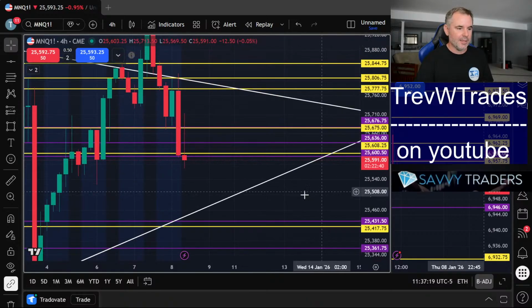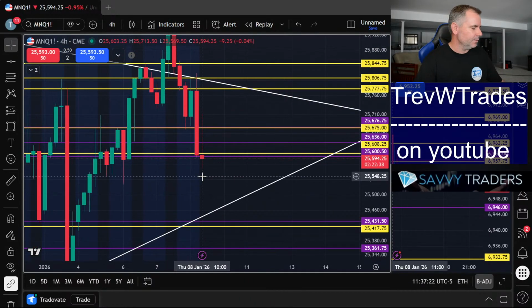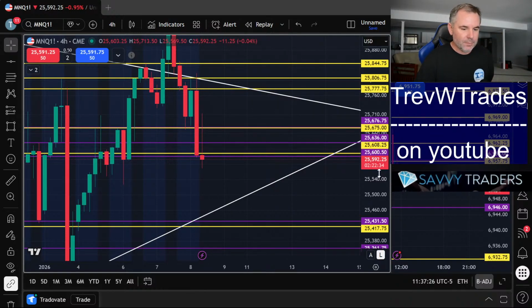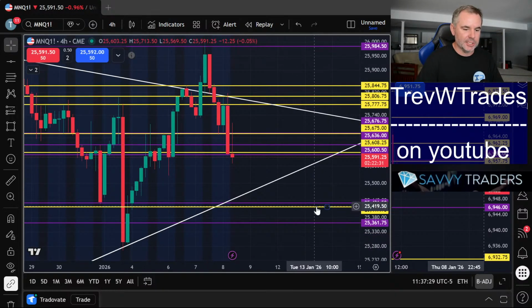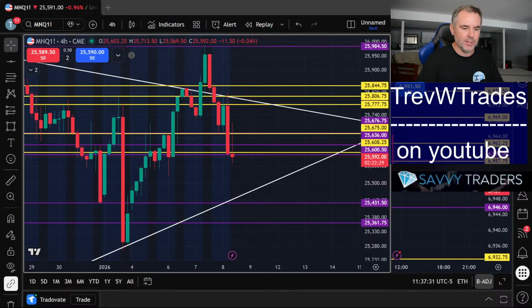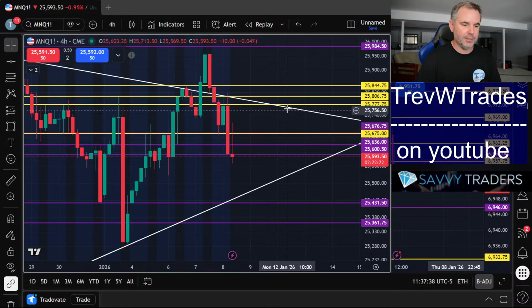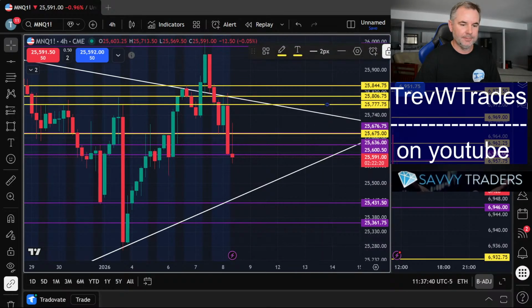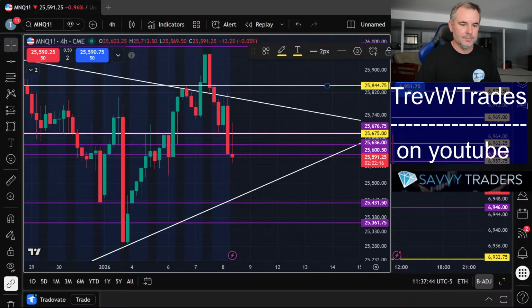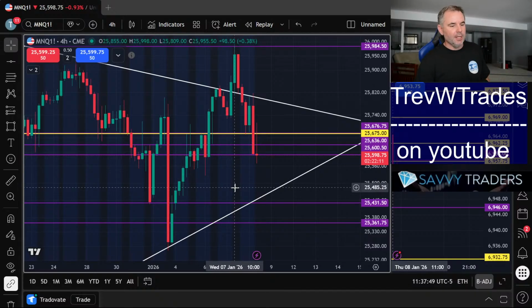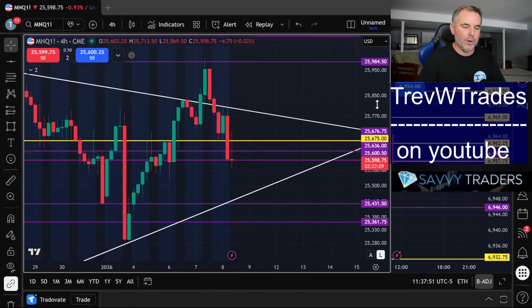So now that we're on the 4 hour, let's just clean this up. Let's just get rid of all these yellow lines. I'll leave that one. All right, now that we're on the 4 hour, what stands out to me as support and resistance?